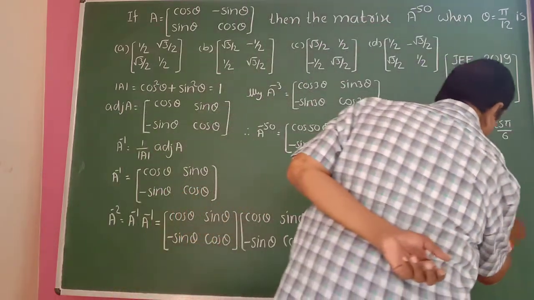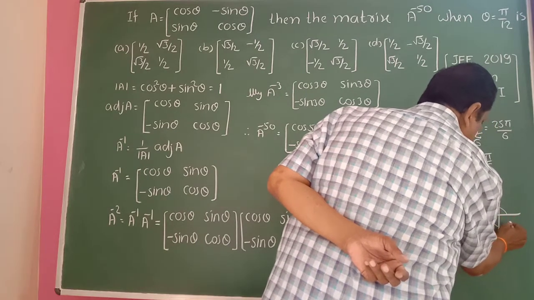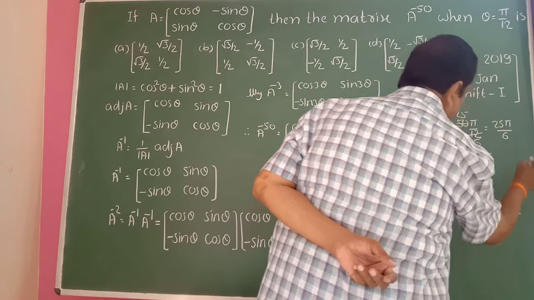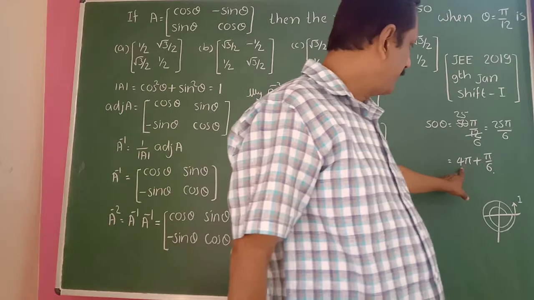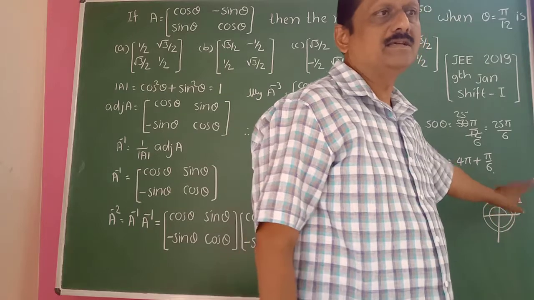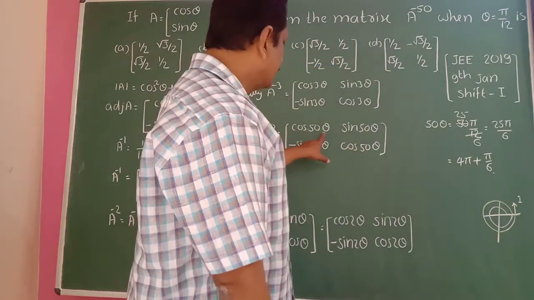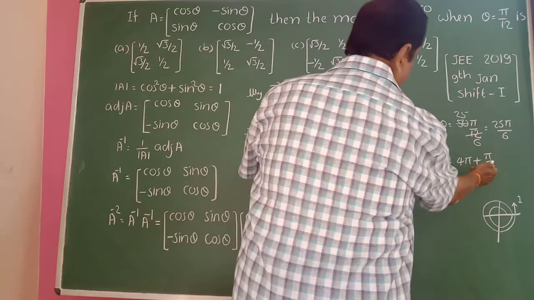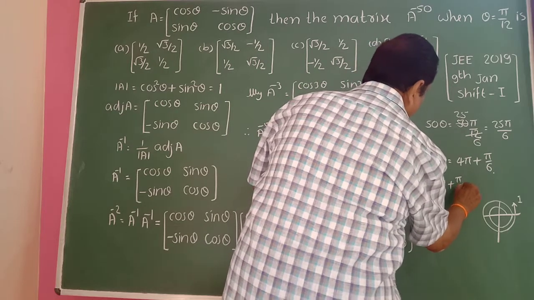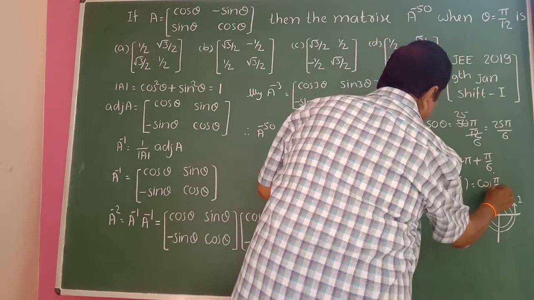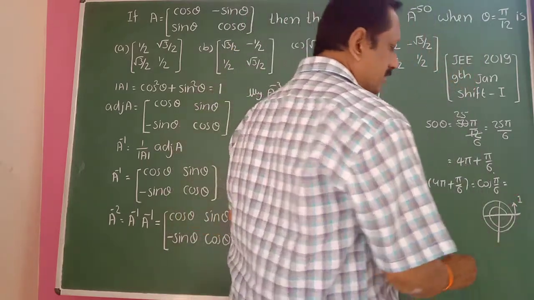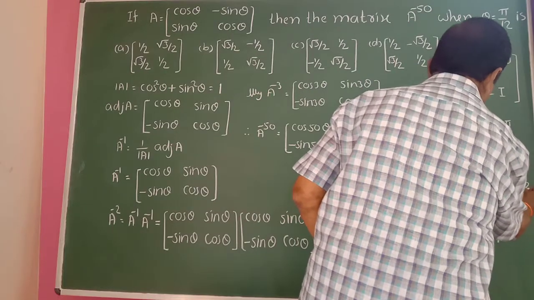Here one complete rotation is 2 pi, and one more rotation is 4 pi. 4 pi plus pi by 6 comes under the first quadrant. In the first quadrant, all the trigonometric functions are positive. Then cos of 50 theta is cos of 4 pi plus pi by 6, which gives cos of pi by 6, because it comes under the first quadrant, cos positive. Cos of pi by 6 means cos 30 degree, that is root 3 divided by 2.